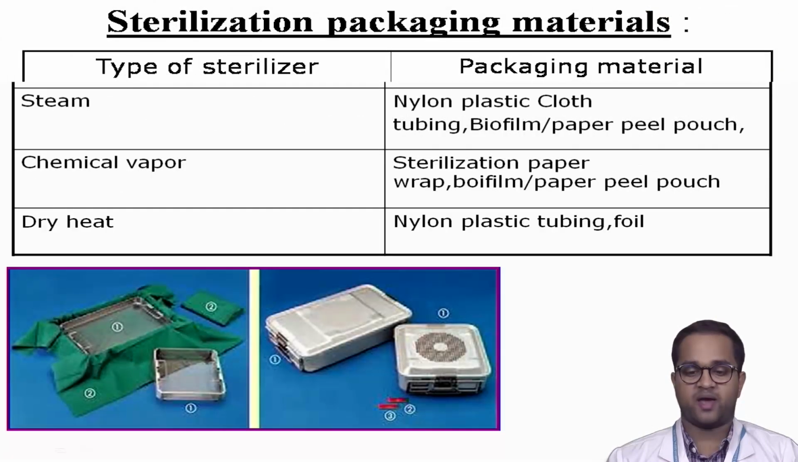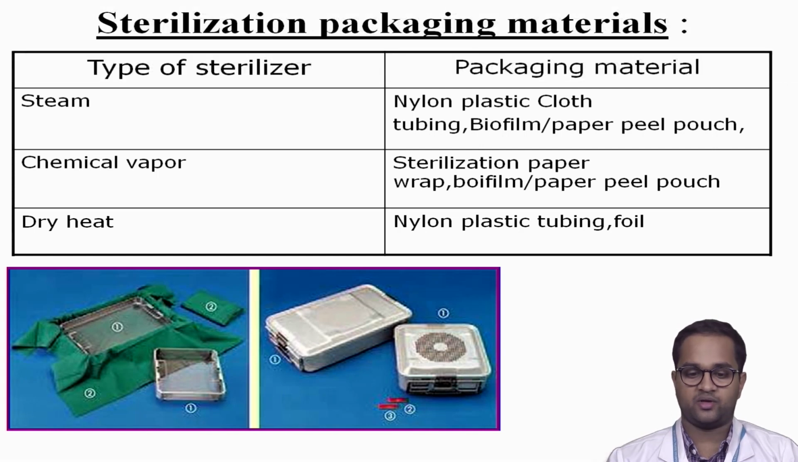Coming to sterilization of packaging materials, the type of sterilizer and the packaging materials are important to notice. From this, for steam, you can use to sterilize nylon, plastic, cloth tubing, biofilm or paper peel pouch. For chemical vapor, you have sterilization paper wrap, biofilm and paper peel pouch. For dry heat, you have nylon, plastic tubing and foil.